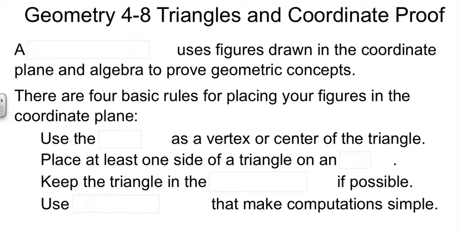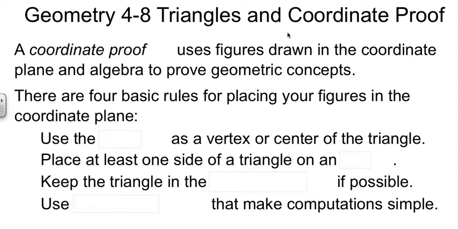This is Geometry Chapter 4, Section 8, in which we will be studying triangles and the idea of coordinate proof. And you've already met several different forms of proofs. You've met the paragraph, the two-column, and the flow proof. Now we have one more that we're going to add in, called the coordinate proof.